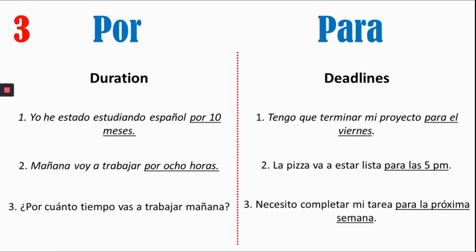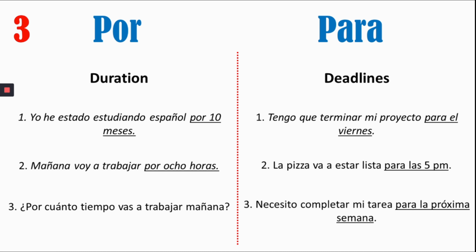The word para will be used with deadlines. Number 1. Tengo que terminar mi proyecto para el viernes. The deadline here is el viernes. Número 2. La pizza va a estar lista para las 5 p.m.